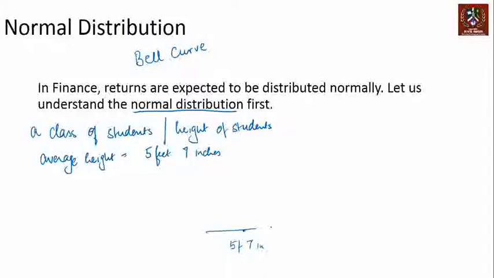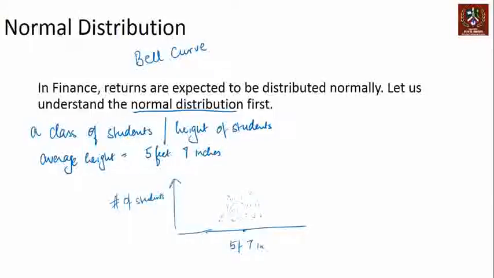So let's plot two lines. One line is the height. The other line is the number of students. So where do you find most of the students? Most of the students will probably be centered around here. If you keep plotting the number of students, most of them will be between, let's say, 5 feet 4 inches and 5 feet 9 or 10 inches.